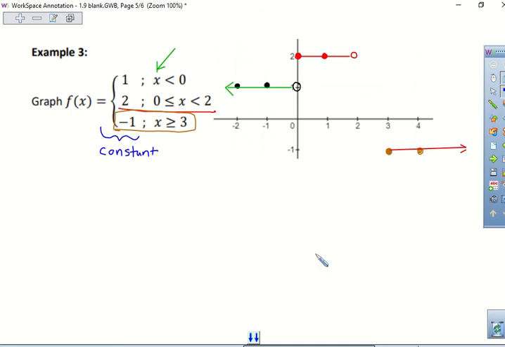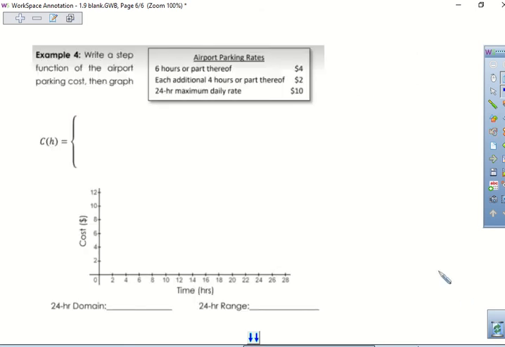Okay, is everyone ready to do one more example? All right, so this is a word problem, a real life situation where this would apply. It says write a step function for airport parking costs and then graph.